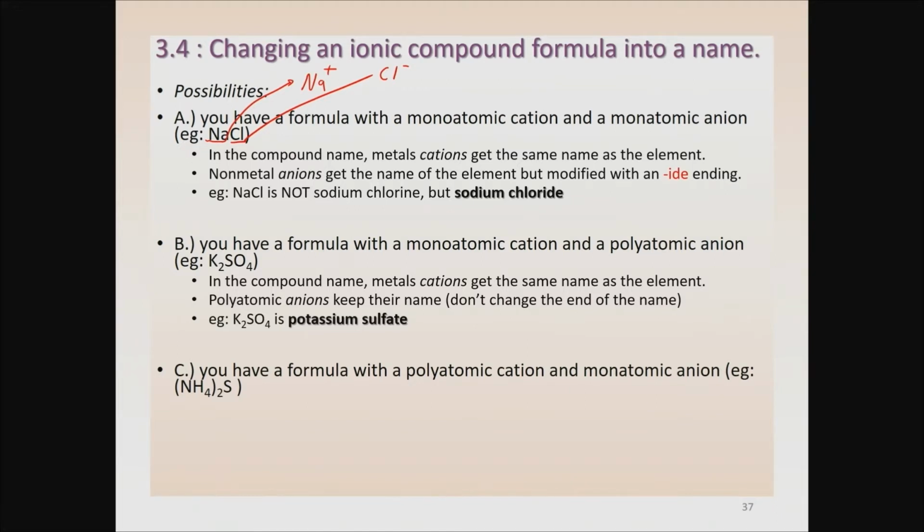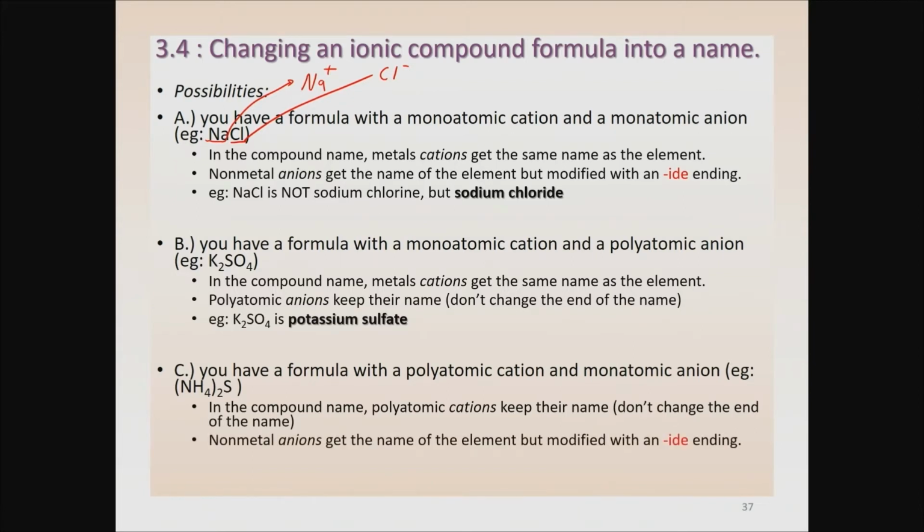Okay, now another possibility is that you'll have an ionic formula where you're matching a polyatomic cation with a monatomic anion. There's an example there: (NH4)2S. So what do you do about that one? When you write out the name of this compound, the name of the polyatomic cation stays the same. You don't modify that in any way. And then you add to it the name of the anion. It's going to be the same as the element, but changed to an "ide" ending. So there, (NH4)2S, you're not going to name that ammonium sulfur. You have to remember that the anion changes from sulfur to an "ide", so it's going to be ammonium sulfide.